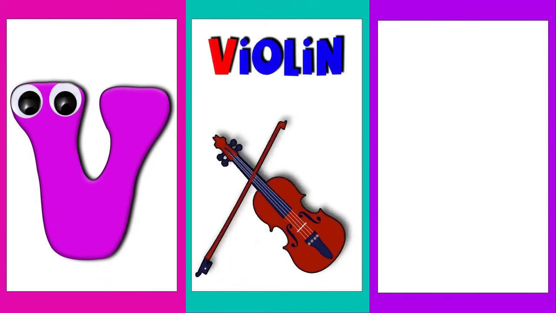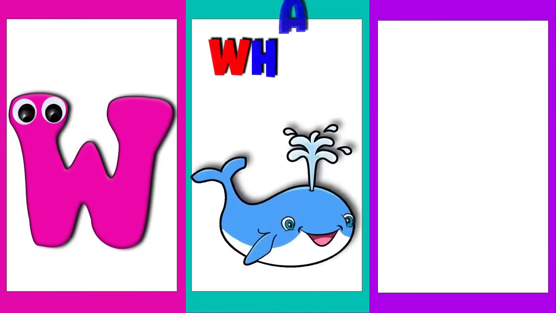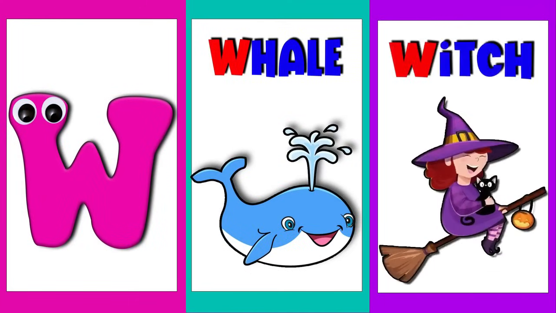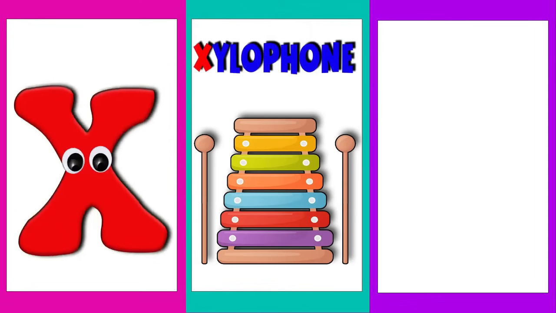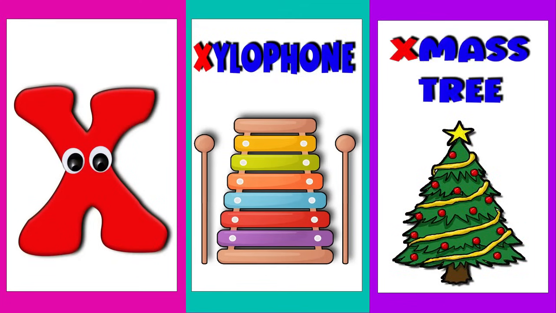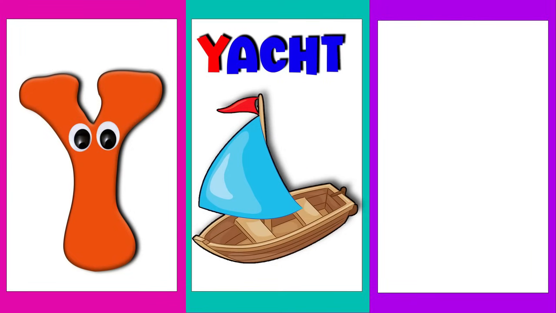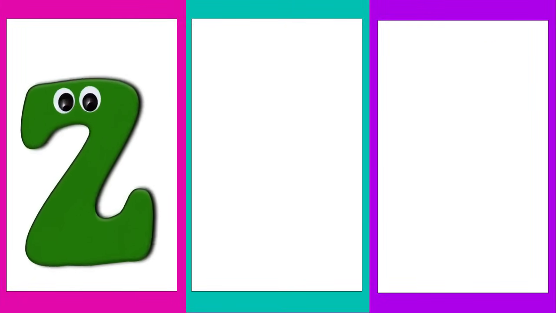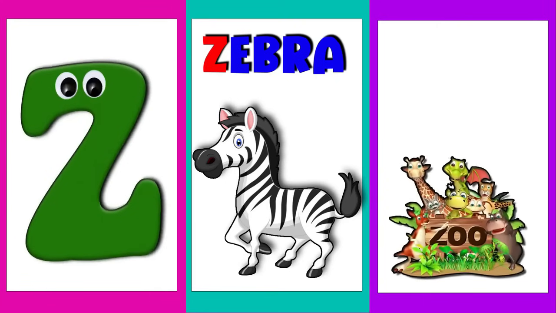V is for violin. V is for vet. W is for whale. W is for witch. X is for xylophone. X is for Xmas tree. Y is for yacht. Z is for zebra. Z is for zoo.